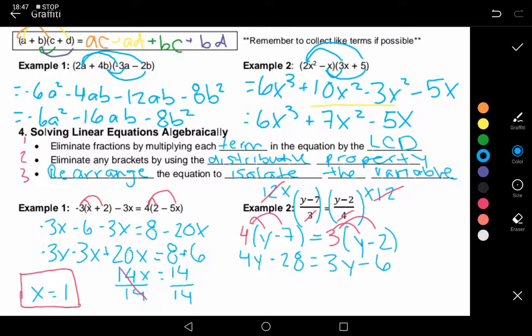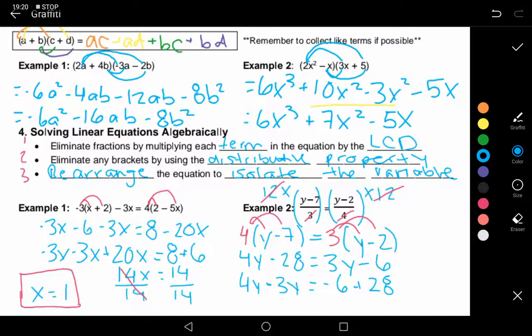So again, I'm going to just move all my y's to the left-hand side. It doesn't really matter if you choose to move them to the right-hand side. It doesn't really make a difference. I'm just going to choose to move them to the left because I like when it says x equals or y equals a number. So here I have 4y. Again, when I move something over the equal sign, I need to change its sign. So negative 3y. And over here, I already had negative 6. And I need to add 28 because I'm going over that equal sign.